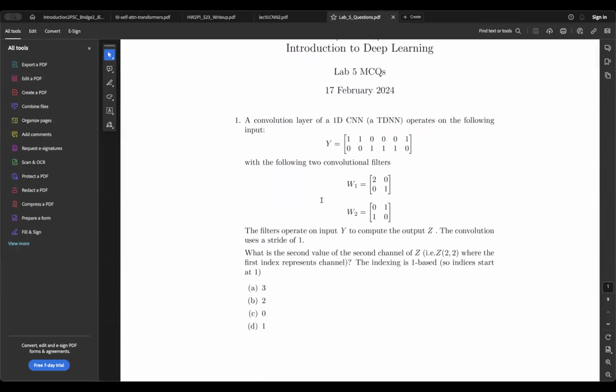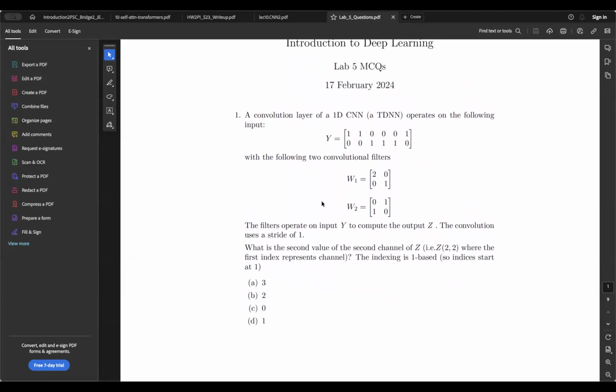So the first question is about a convolution with 1D CNN. The question reads: a convolution layer over 1D CNN, that's a time delay neural network, operates on the following input. So the Y is given here, with the following two convolution filters, which are also given. The filters operate on input Y to compute the output Z. The convolution uses a stride of 1. Now the question is, what is the second value of the second channel of Z? That is Z22, where the first index represents the channel and the indexing is 1-based. So instead of 0-based indexing, we have 1-based indexing. Could you please work it out in about 2 minutes? Then I can walk through the solution.